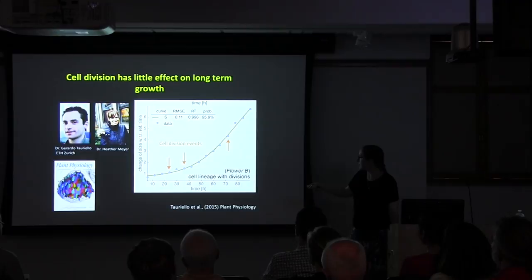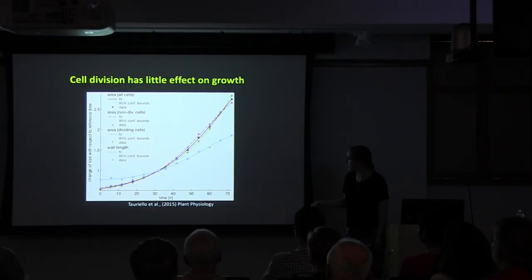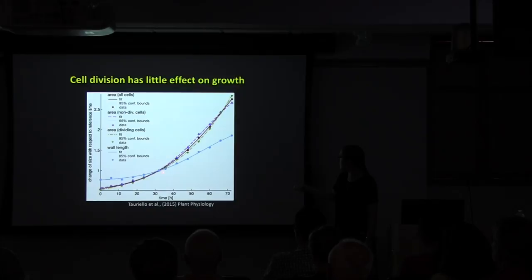If we look at all the cells in the sepal, the red is all the cells. Purple is the non-dividing and endoreduplicating cells, and green is the dividing cells, and their growth curves are essentially exactly identical. So it doesn't matter if a cell is dividing or endoreduplicating, it's growing the same way, and that's how you get this trade-off where endoreduplication versus division does not affect sepal area.